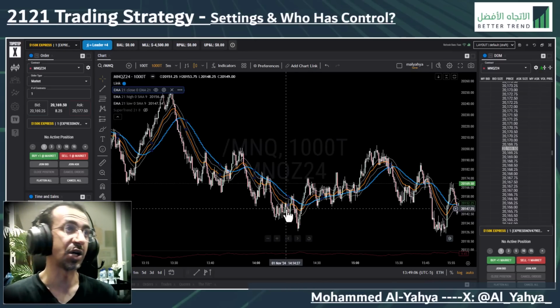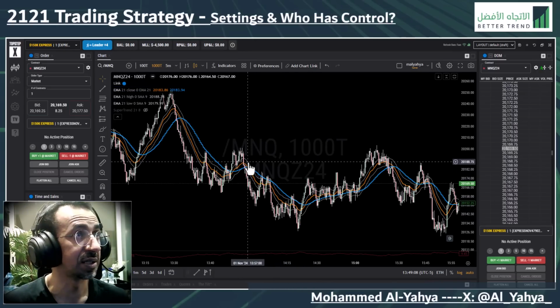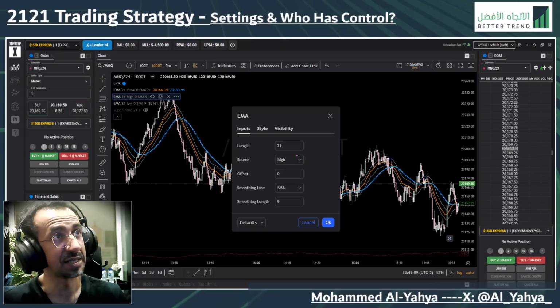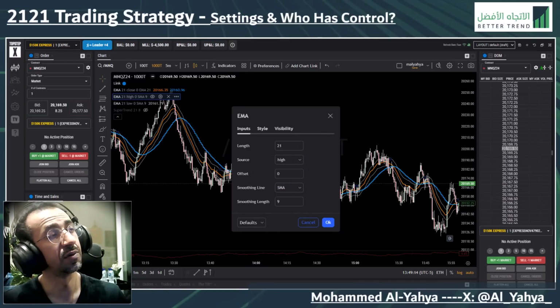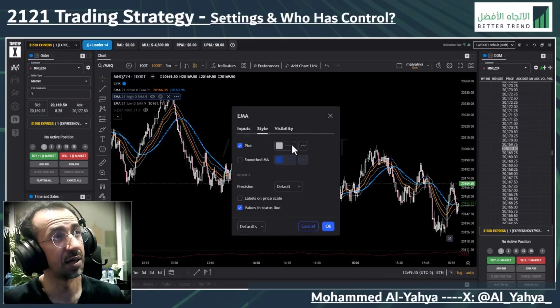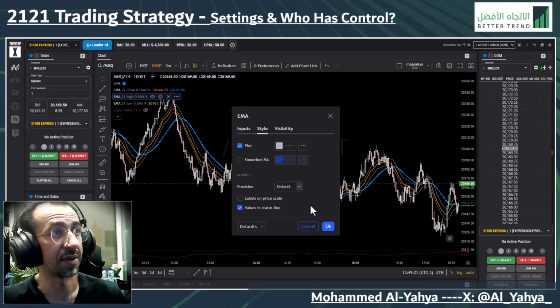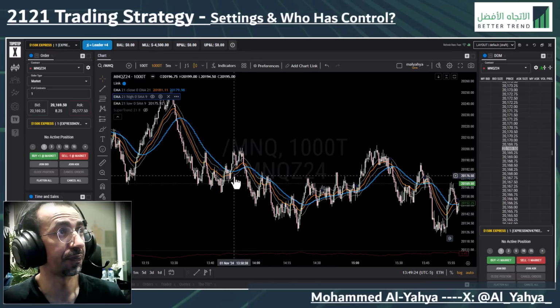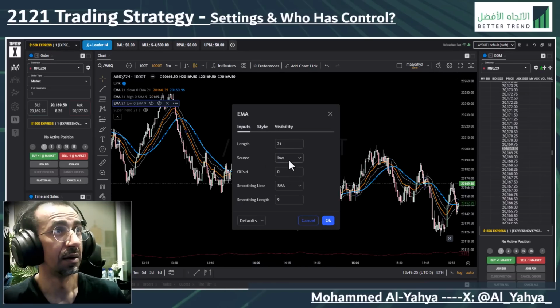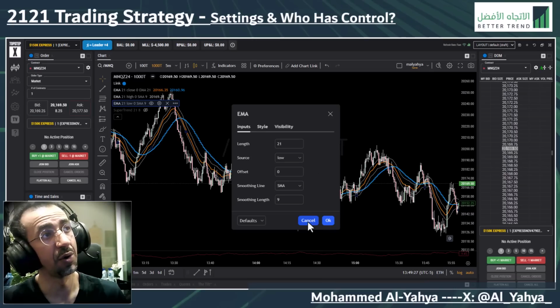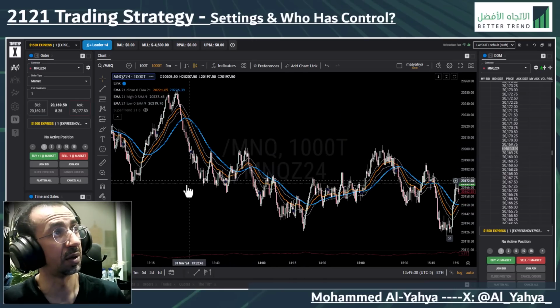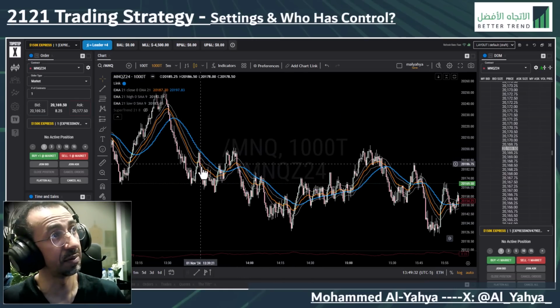This is the blue one actually. Then this one is simply the source is the high, and you don't want to use this for it. Style is you can make the highs green and the lows red. Here I'm not choosing anything. And then the low, it is simply the low. The source is low. So now you have a Bollinger or a ribbon moving together.